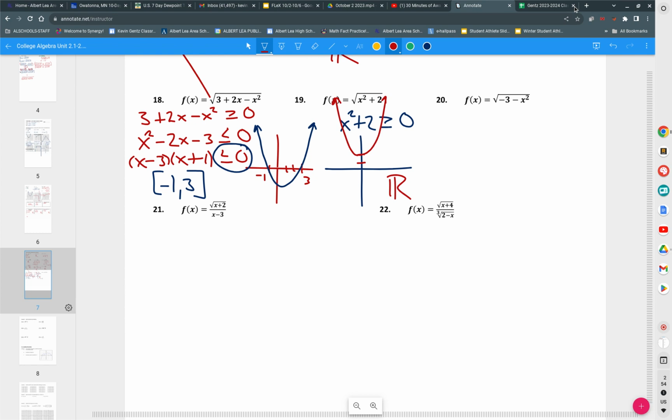And for this last one, we have -3 minus x squared is greater than or equal to 0. Do you want to get rid of the negative? Or should we just graph it like it is? Which one do you want?